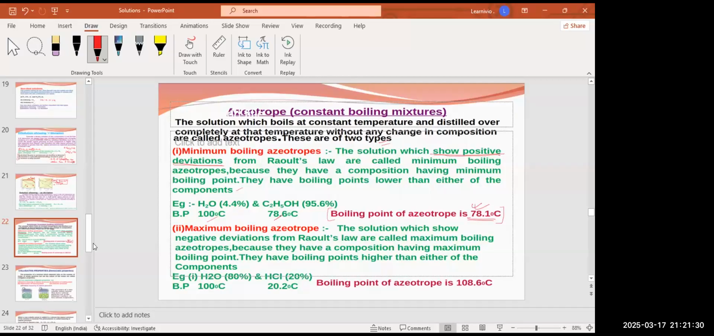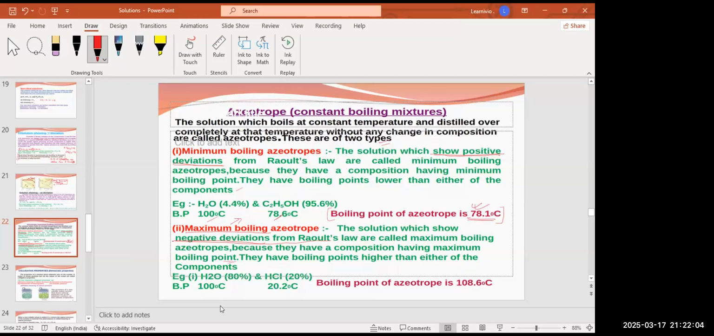These are minimum boiling azeotropes. Next is your maximum boiling azeotropes. So what are maximum? The name suggests maximum boiling point, right? So already it means that they have boiling points higher than either of the components. This type of solution shows negative deviations from Raoult's law, right? Negative deviations, because they have a composition having maximum boiling point.